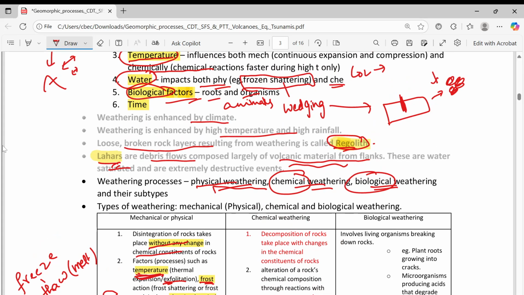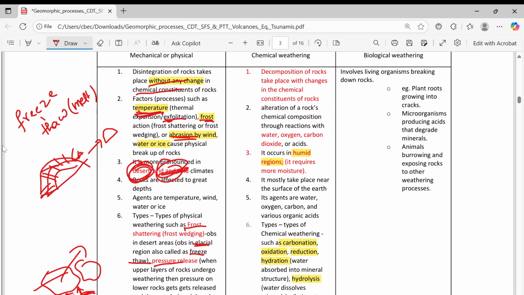That is physical weathering. Next, chemical weathering. Chemical weathering means you are changing the composition of the chemical constituents of the rocks. For example, acid rain is changing the rock's chemical composition. Here, what are the agents? Water, oxygen, carbon dioxide. For example, carbonic acid will form with the CO2. This will melt the rock or erode the rock or weather the rock.